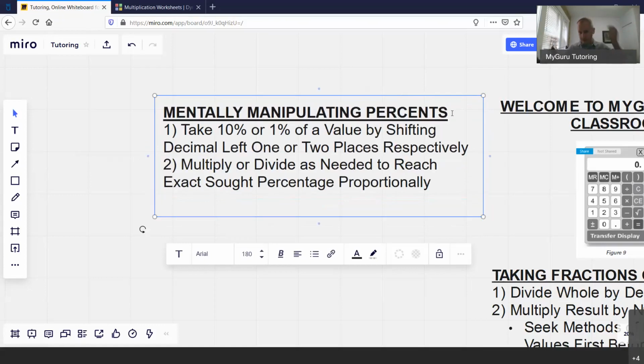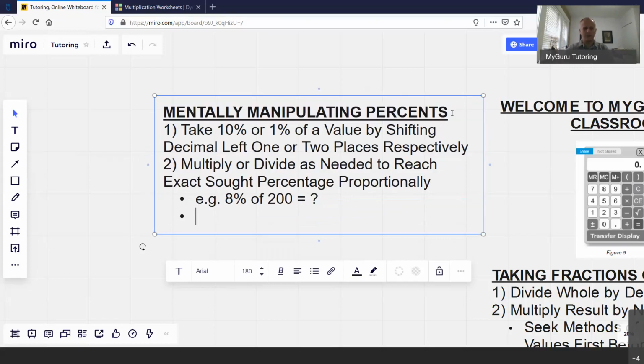So, for instance, we just saw with 120, right? So let's take another example. Let's go with an easier one. We'll go with 8% of 200 to start. So let's see how we can figure out what 8% of 200 is. First, what is 1% of 200? So what is 1% of 200? 2. Yeah, so we got a 2. So that means that 1% is equal to 2.